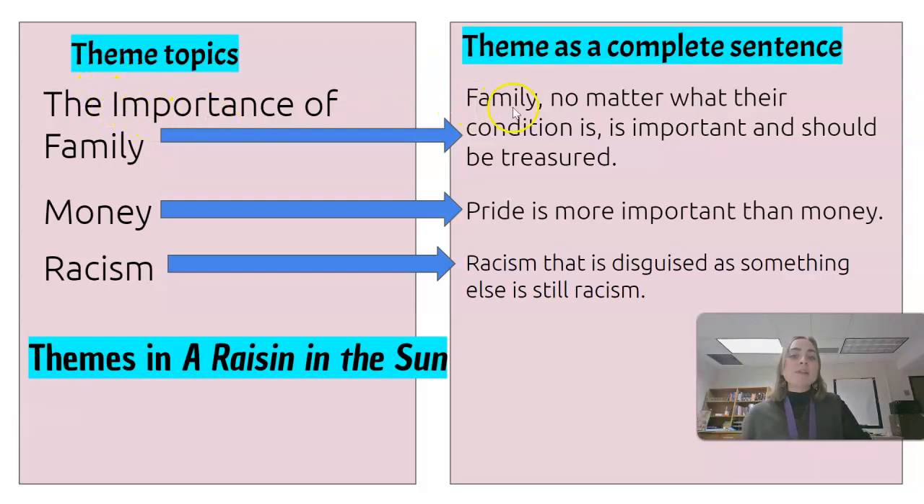For the importance of family, we could say family, no matter what their condition, is important and should be treasured. So I think that's a message that Lorraine Hansberry was trying to teach us in the play. For money, we could say pride is more important than money. For racism, we could say we learned the lesson that racism that is disguised as something else is still racism.